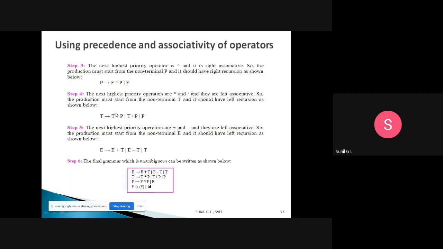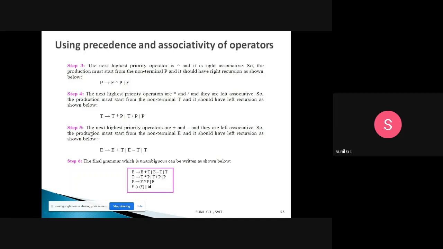So star and division are represented using non-terminal T, and it is left associative. If it is left associative, the production must start from non-terminal T and it should have left recursion. It will be T tends to T star P, or T tends to T slash P, and finally the last one will be P. Like that we need to write the production for star and slash.